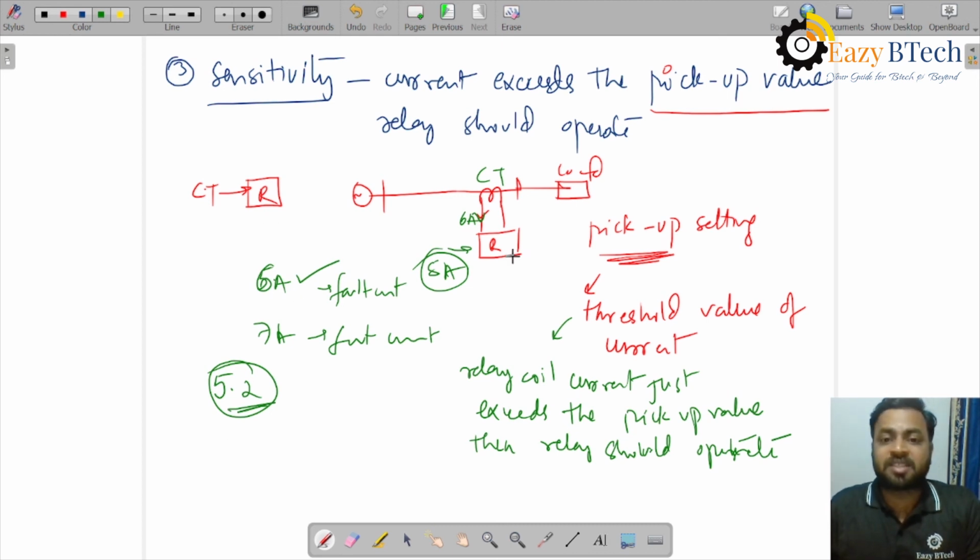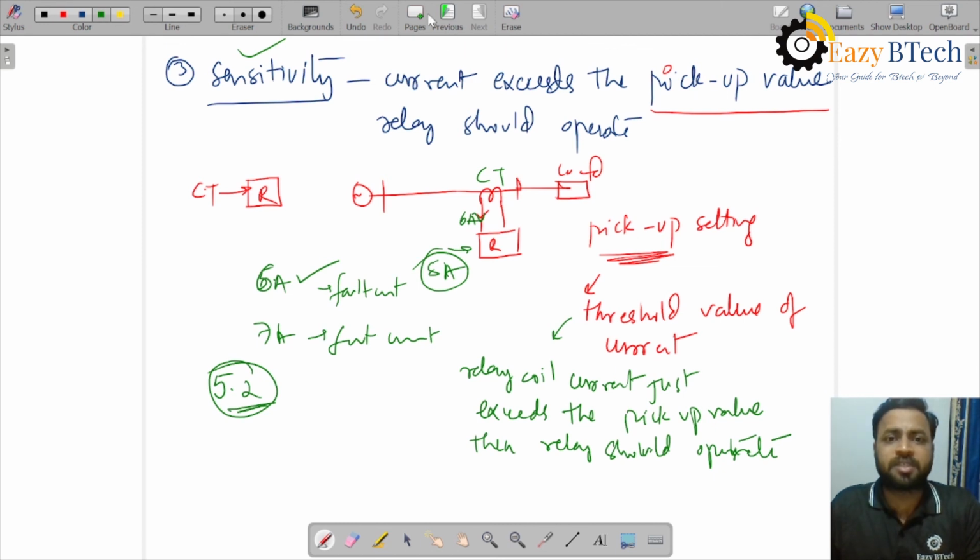If it considers any current above the pickup value as fault current, then the relay is said to be sensitive, and it is a desired feature in protective devices. So protective devices should be sensitive enough to pick up or to operate when the current in the system exceeds the pickup value. Such a feature is called sensitivity.